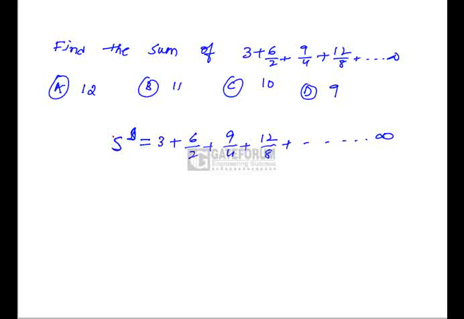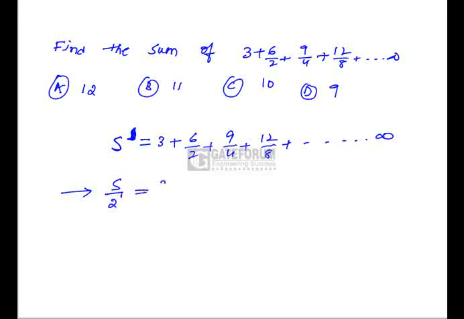Now look into the series S, which is not in arithmetic progression, not in geometric progression, not in harmonic progression. Whenever these type of series are there, by certain additions or subtractions, we can convert them into either arithmetic progression or geometric progression. In order to convert this into geometric progression, I'll divide this S by 2.